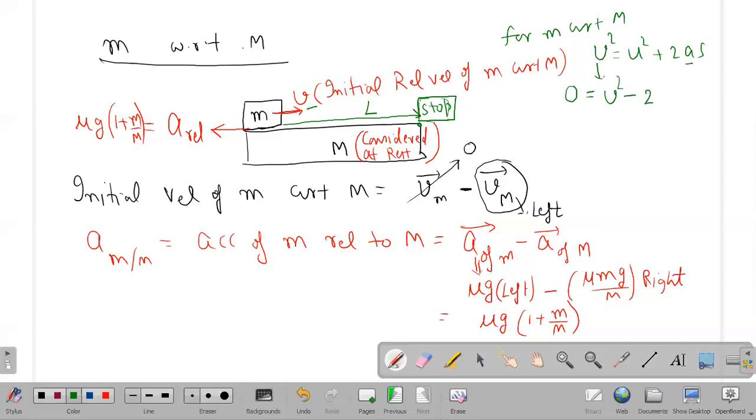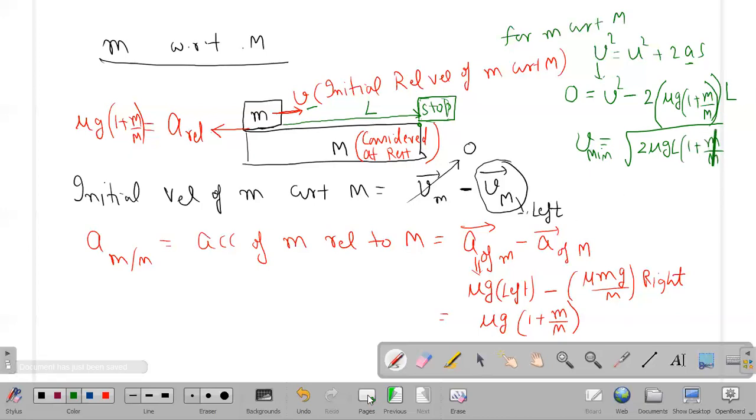And this a will be our relative acceleration, which is mu into g into 1 plus small m divided by capital M. And then the displacement will be equal to L. So this will give you the minimum possible velocity under which the mass small m will travel the entire distance L relative to the mass capital M, and ultimately it will fall off the plank, which is of length L. So this minimum velocity will be the square root of 2 mu g L times 1 plus little m divided by capital M. This was the answer for the question. This was the solution for this question.